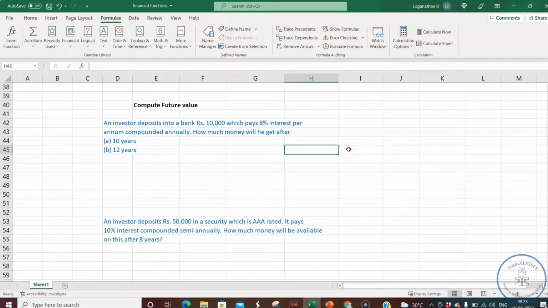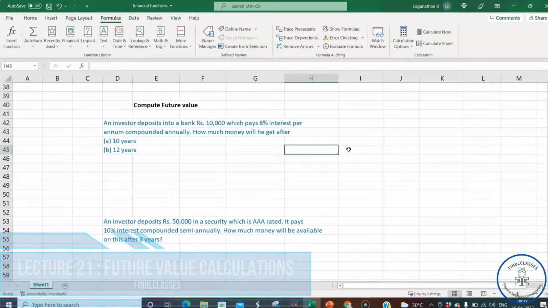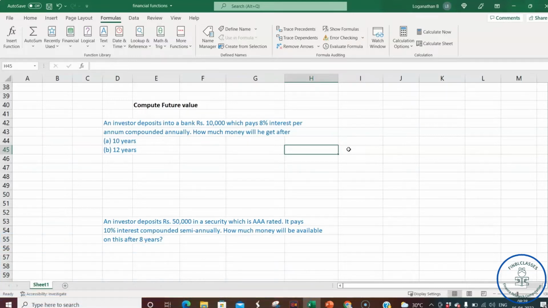In this session, we will be computing the future value with the help of the Excel functions with the problems that I have taken from the textbooks of the corporate finance.